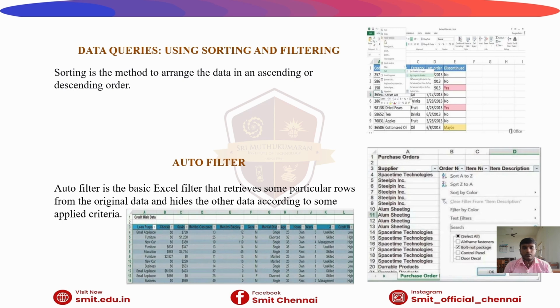There are two types of filters in Excel: the auto filter and the advanced filter. Auto filter is a basic filtering for simple criteria. Advanced filter is a more complex filtering on multiple columns simultaneously. These tools are essential for preparing data for analysis.